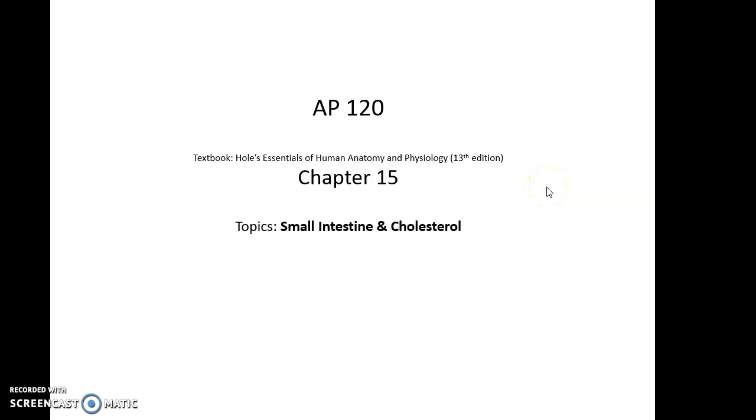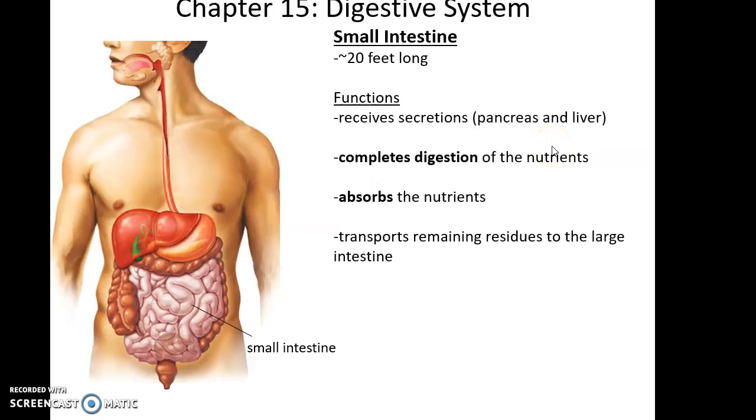AP 120, Chapter 15, Topics: Small Intestine and Cholesterol. So the small intestine is the largest region of the alimentary canal and is about 20 feet long. It has many functions. It receives secretions from the pancreas and liver, pancreatic juice and bile. It completes the digestion of the nutrients, absorbs the nutrients, and then transports the remaining residues into the large intestine.